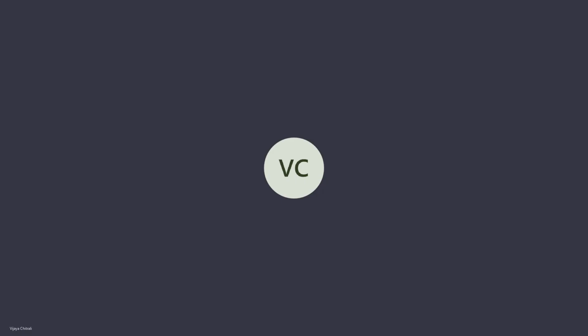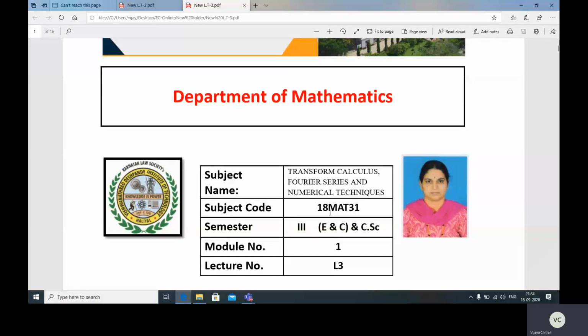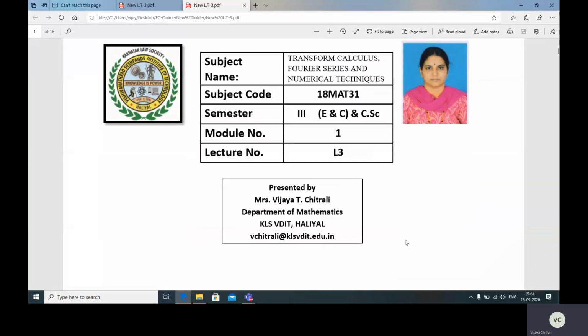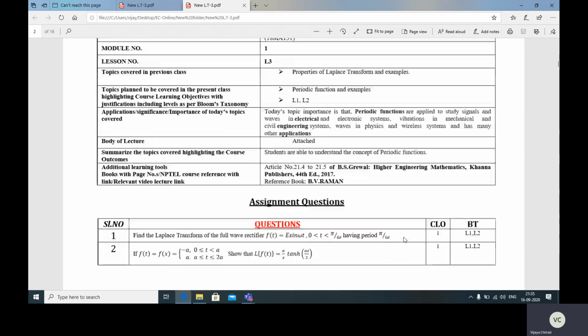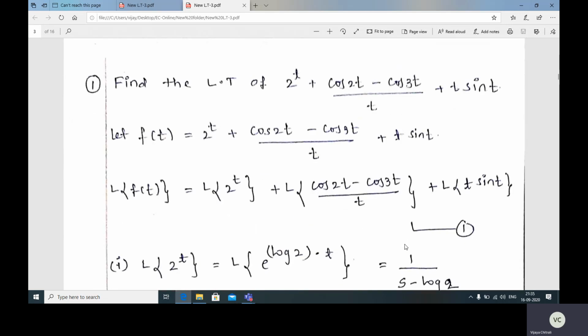So in the previous class, we have discussed properties of Laplace transform. First one, shifting property, second one, derivative property, and third one, Laplace transform of f of t divided by t. And yesterday we have solved examples using that. So today also we'll solve a few more examples on properties of Laplace transform.